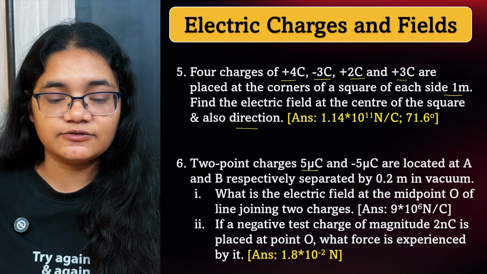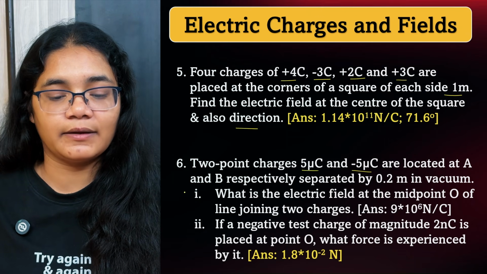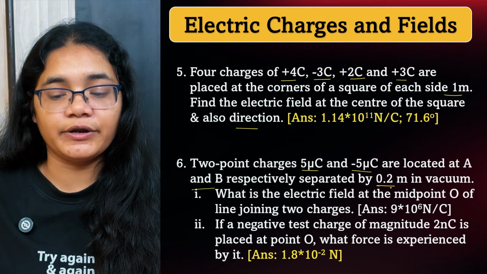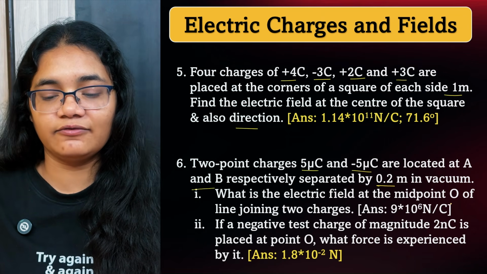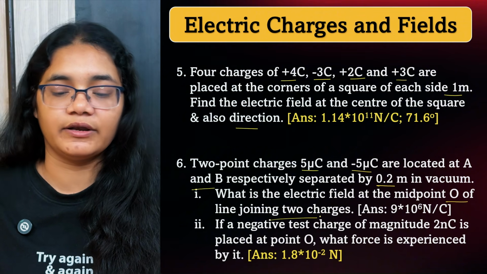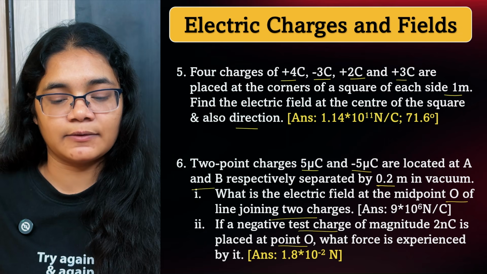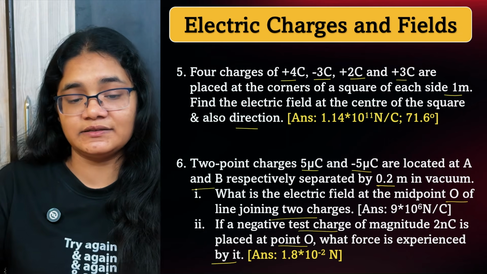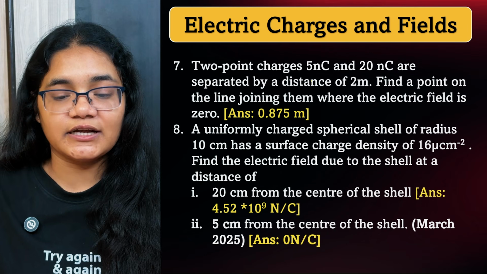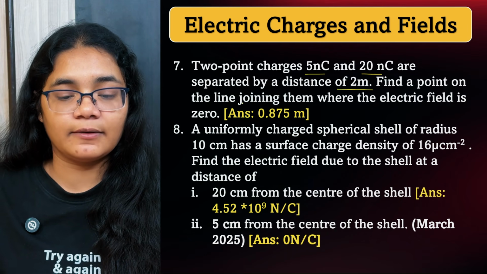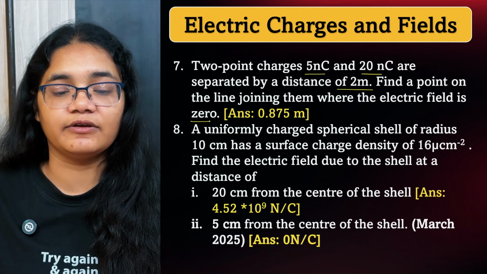Next, 2 point charges 5 and minus 5 microcoulomb are located at A and B respectively and separated by 0.2 meter in vacuum. What is the electric field at the midpoint O of the line joining two charges? If a negative test charge of magnitude 2 nanocoulomb is placed at point O, then what is the force experienced by it? Next, 2 point charges 5 nanocoulomb and 20 nanocoulomb are separated by a distance of 2 meter. Find a point on the line joining where the electric field is 0.